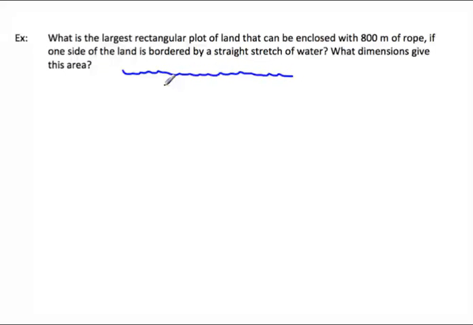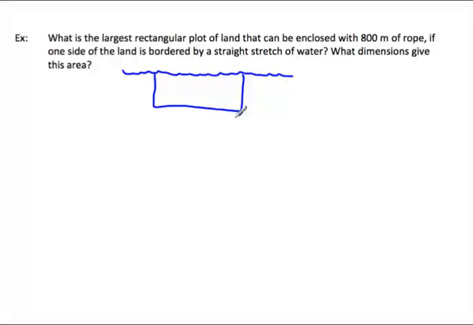Here's our straight stretch of water, and we want to know if we take rope like this, what's the largest area of land that we can enclose in a rectangular shape, and what are the dimensions of this land that give us that maximum area? So we're going to want to introduce some variables here.